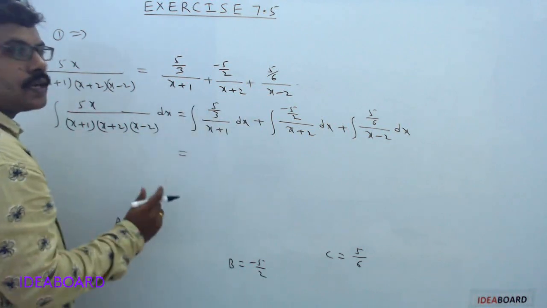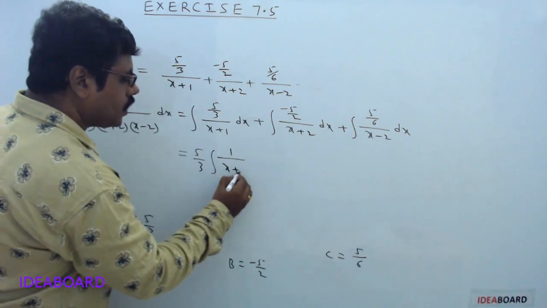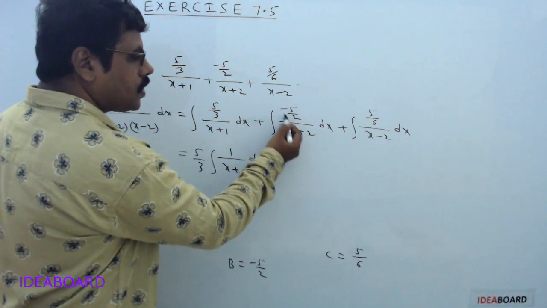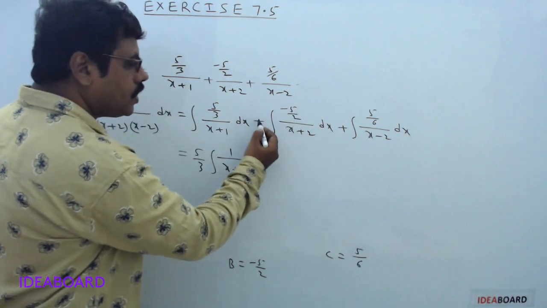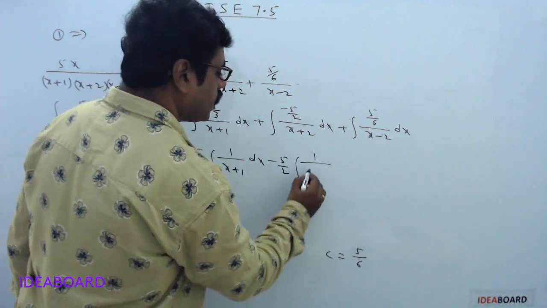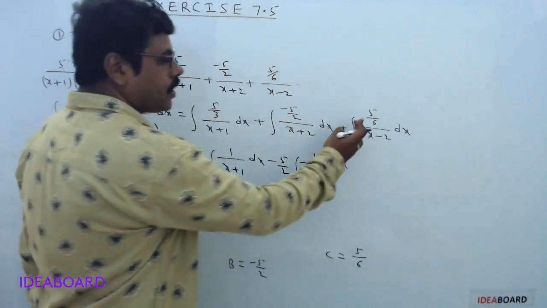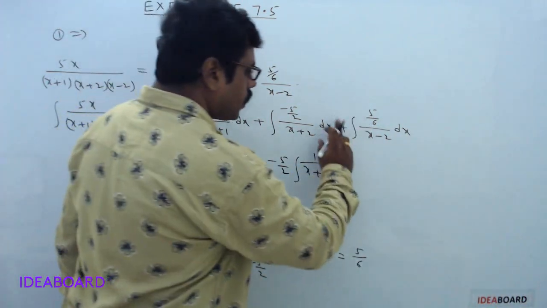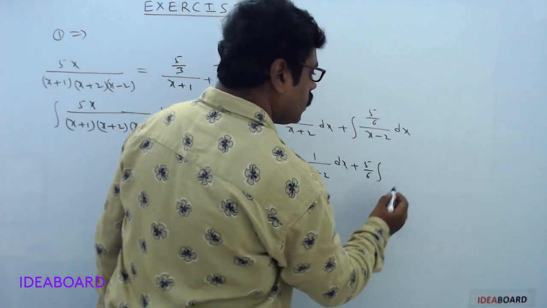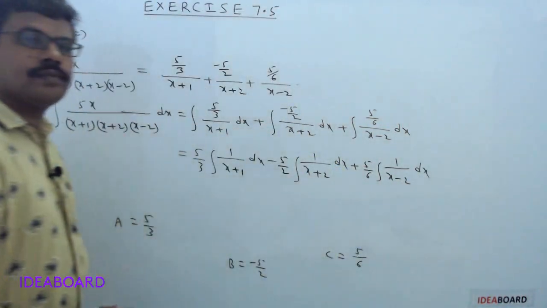Now this equal to, here 5 by 3 is a constant term. You can take it outside of integral: 5 by 3 into integral 1 divided by x plus 1 dx. Here minus 5 by 2 is the constant term. You can take it outside of integral. Then it will be minus 5 by 2 into integral 1 by x plus 2 dx. Again 5 by 6 is the constant term. You can take it outside of integral: plus 5 by 6 into integral 1 by x minus 2 dx.